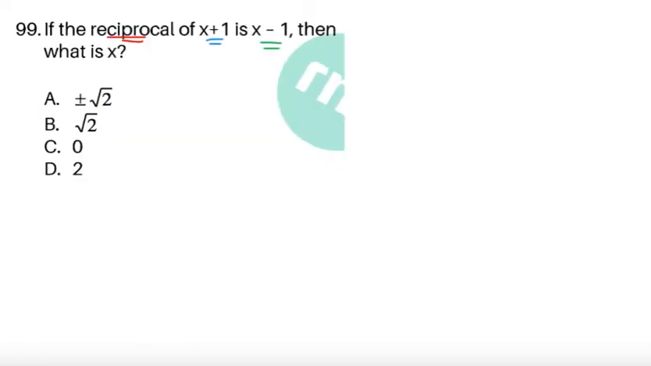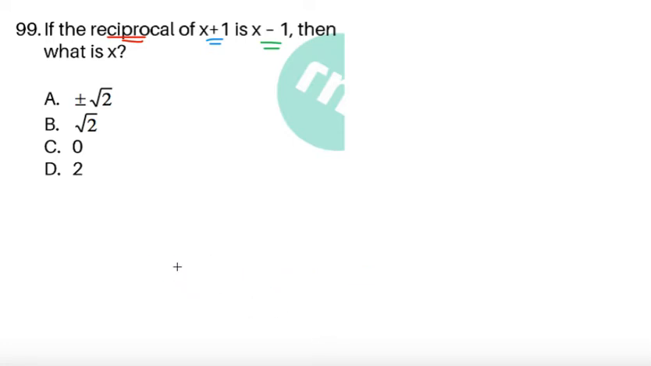Next, 99. If the reciprocal of x plus 1 is x minus 1, then what is x? Surely we can go through each of these choices and try them one by one, but we're just going to do the algebraic way. When we talk about reciprocals, suppose I gave you a number a, how do I get the reciprocal? We simply get the reciprocal via 1 over a, so we put a in the denominator. The property is that if I multiply them, their product is going to be 1. If I have a, the reciprocal of a would be 1 over a, and if I multiply them, the a will cancel, so it's going to be 1.